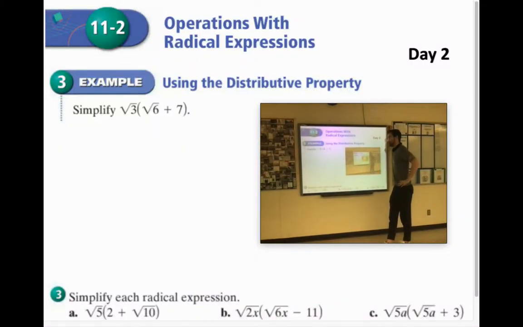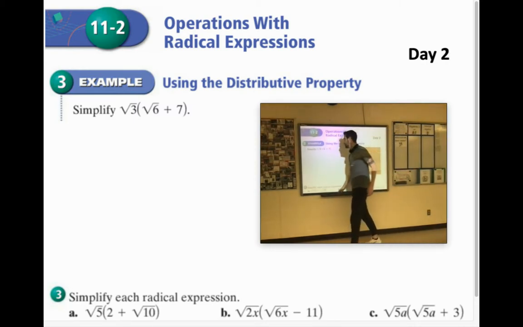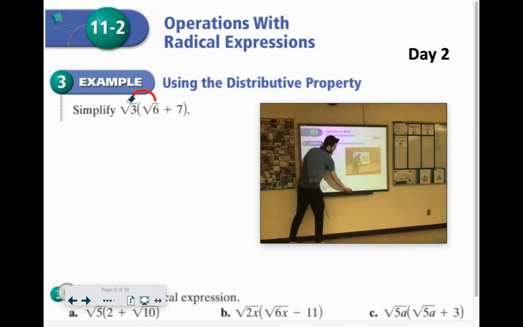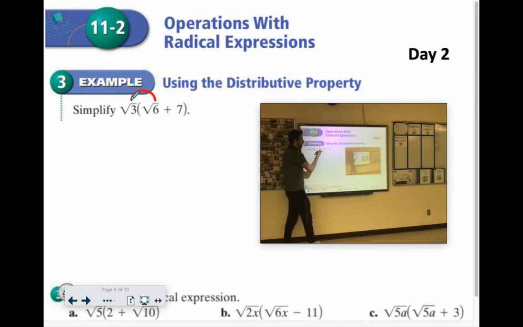Using the distributive property. So simplify root 3 times root 6 plus 7. We're going to have to distribute this in. Now we actually did multiplication of radicals in the first section, 11:1. So when you multiply a radical with a radical, you just multiply the numbers inside with the other numbers inside. If there were numbers outside, you would multiply those as well. So 3 times 6 is 18. So root 3 times root 6 would be root 18.